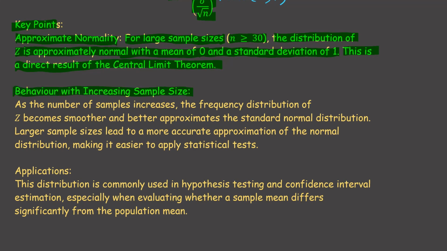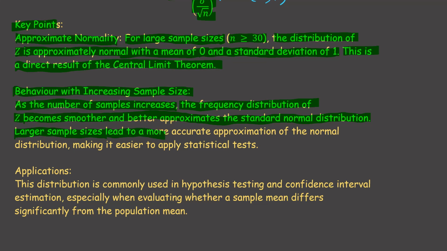Behavior with increasing sample size. And this is referring back to the investigation stuff that we did. As the number of samples increases, the frequency distribution of Z becomes smoother and better approximates the standard normal distribution. Larger sample sizes lead to a more accurate approximation of the normal distribution, making it easier to apply statistical tests. We saw this in the investigation part, where taking larger sample sizes smoothed out any skewness that was in the underlying data.